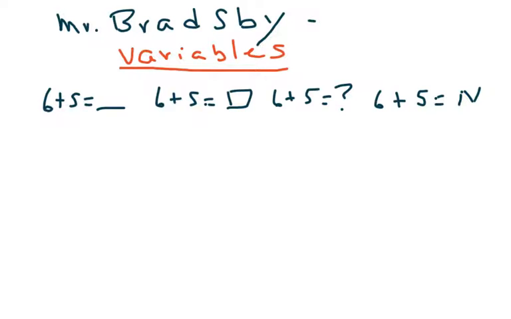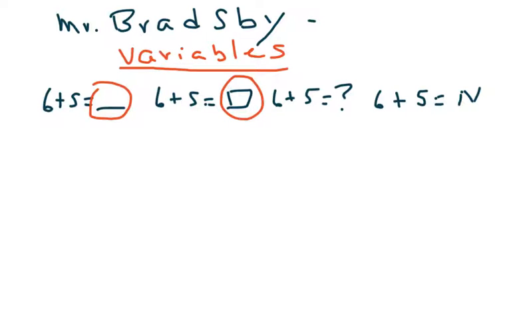6 plus 5 equals blank. Well, in this case, the blank is a variable. It's there waiting for an answer. It's kind of like a hole in your paper, and you need to put an answer in it. 6 plus 5 equals square here. The square is the variable. Something needs to go in there.